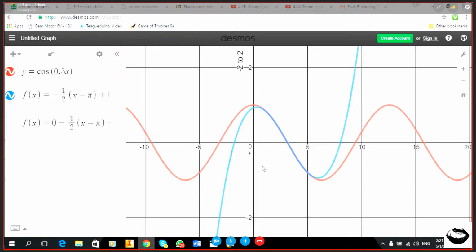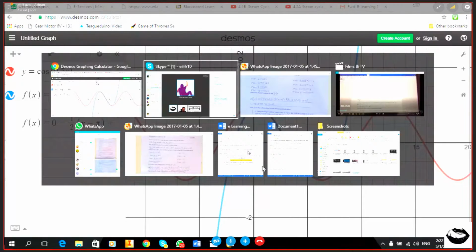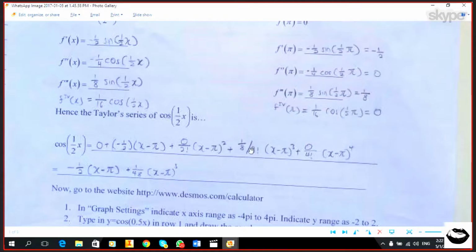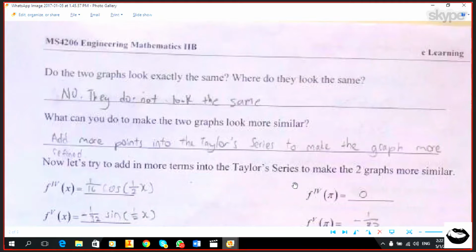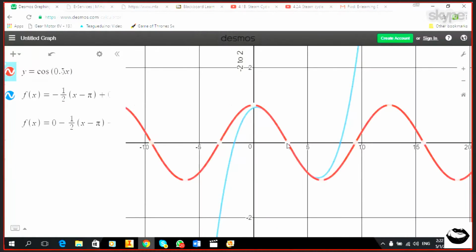Okay, so now do the two graphs look exactly the same? No, but where do they look the same? The two graphs do not look the same, but the two graphs intersect when x equals pi and y equals 0. Okay. So next question.